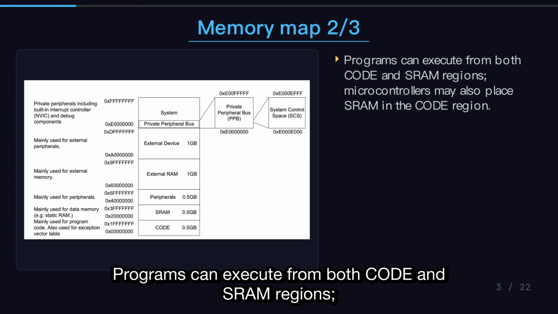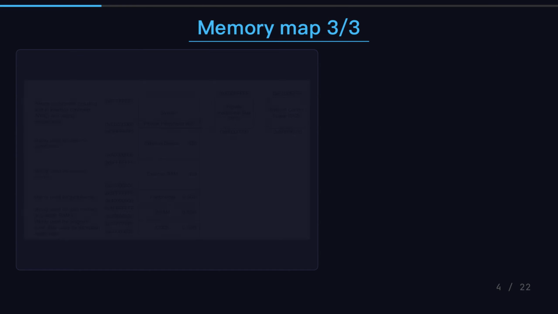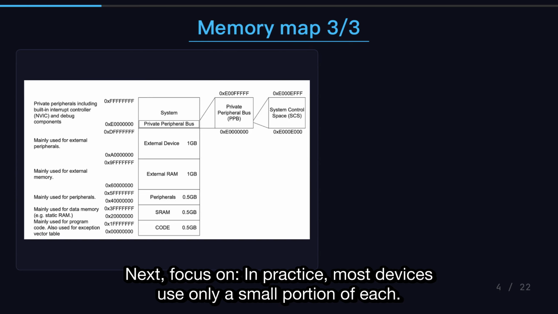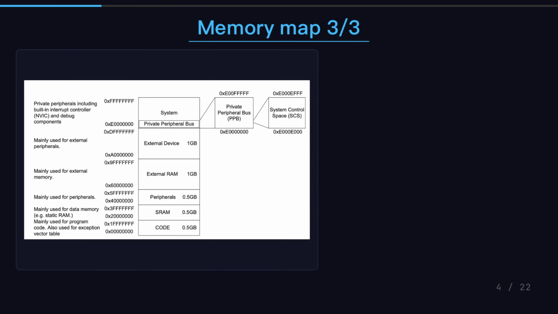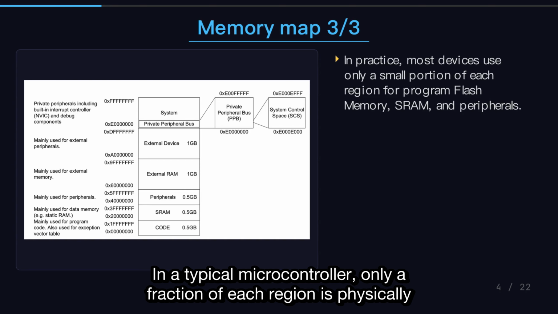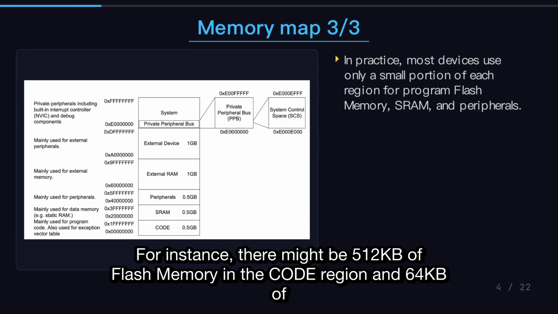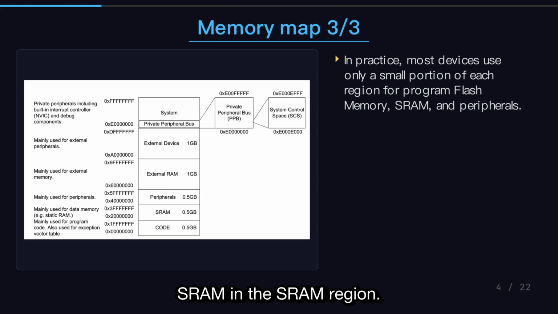Programs can execute from both CODE and SRAM regions. In practice, most devices use only a small portion of each. In a typical microcontroller, only a fraction of each region is physically populated. For instance, there might be 512 KB of flash in the CODE region and 64 KB of SRAM in the SRAM region.